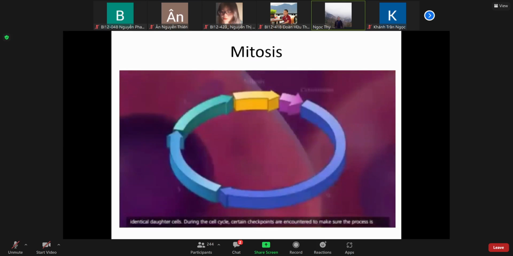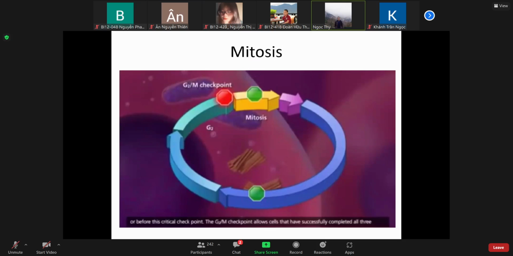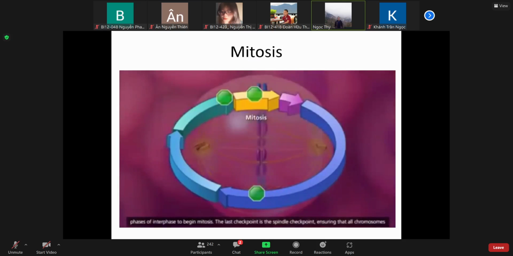identical daughter cells. During the cell cycle, certain checkpoints are encountered to make sure the process is occurring accurately. And if it is not, the cell cycle will stop at the checkpoint and correct, or possibly inhibit that cell from dividing. The first checkpoint is the G1/S checkpoint and is considered the primary point at which the cell cycle continues or stops. External signals and growth factors can influence the cell cycle and affect the progress at or before this critical checkpoint. The G2/M checkpoint allows cells that have successfully completed all three phases of interphase to begin mitosis.